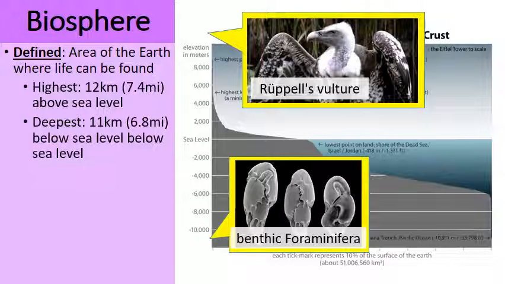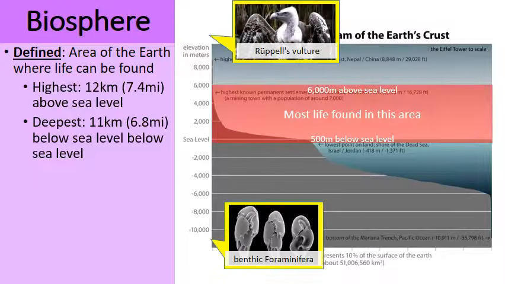And so everything in between that vulture on top and the microscopic foraminifera at the bottom of the picture, that's the biosphere. Now, the vulture represents the extreme upper part of the biosphere, and the foraminifera represent the extreme lower part of the biosphere. But most life is found within this red region here, about 6,000 meters above sea level and about 500 meters below sea level. That's where we find most life within the biosphere.